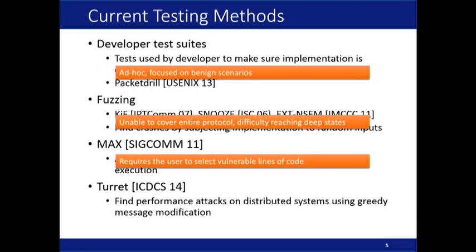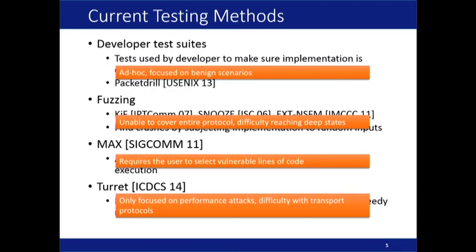Another testing method today is Turret, published in ICDCS 2014, which is designed to find performance attacks on distributed systems by using a greedy message-based modification algorithm. Unfortunately, this greedy search strategy does not work well for transport protocols, and we'd really like to be able to find more than just performance attacks against these protocols. Things like resource exhaustion attacks or fairness attacks, things of that nature.